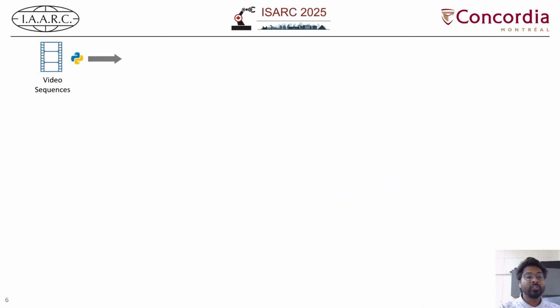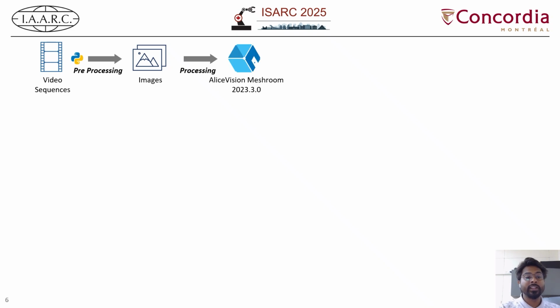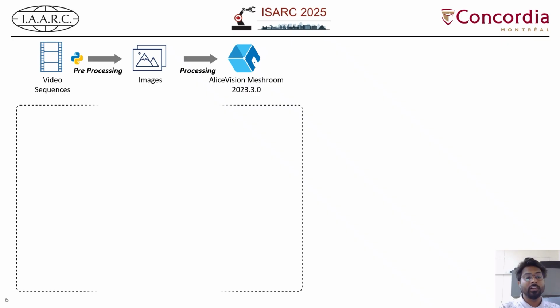Now, from the video sequences, we extracted the images utilizing the Python script, which we named pre-processing, and later on these images were fed to AliceVision Meshroom for the processing of the point cloud.